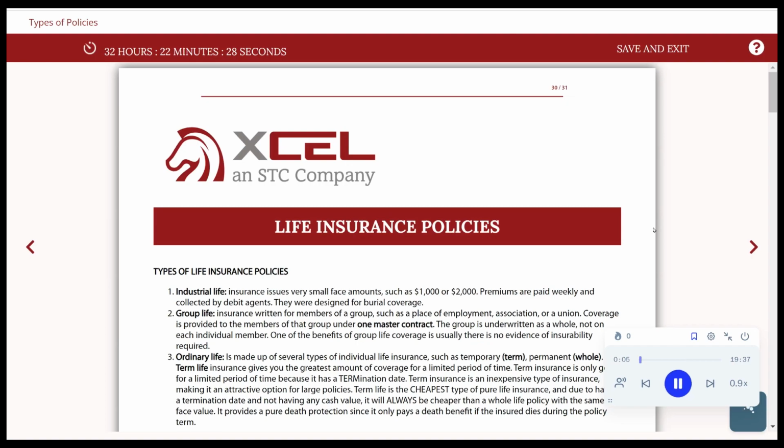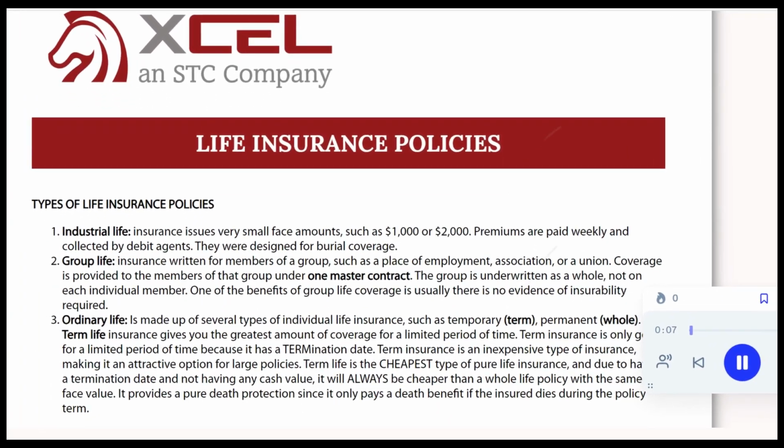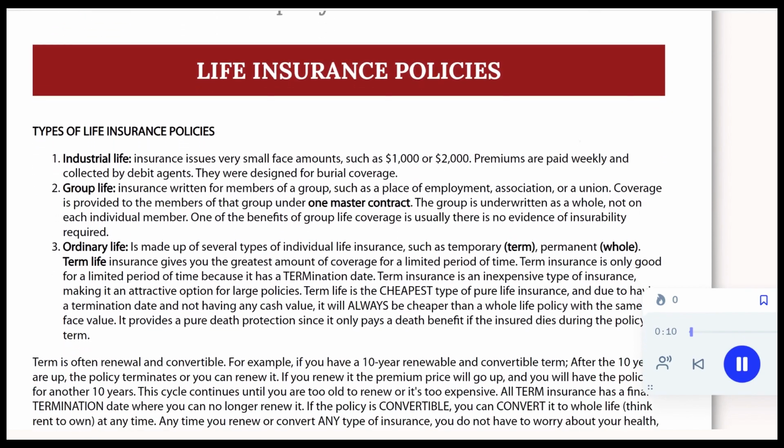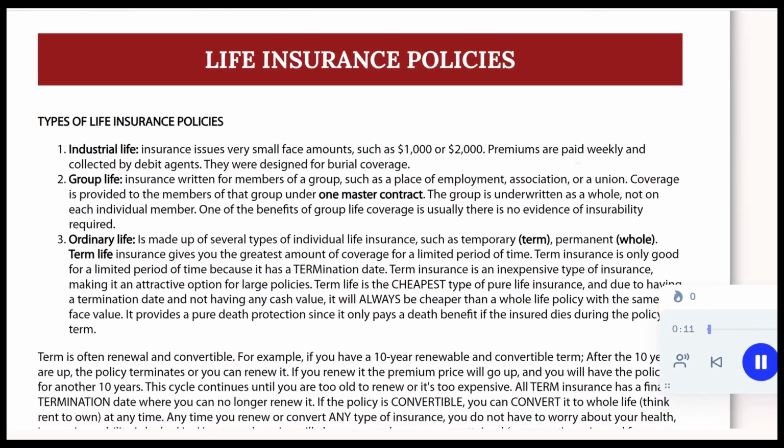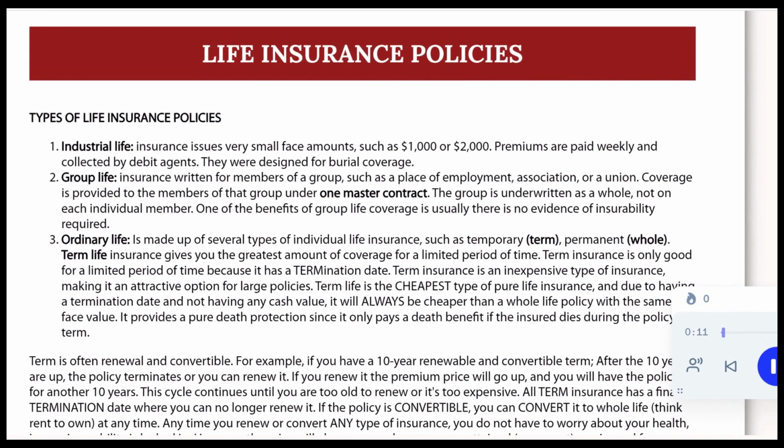Types of life insurance policies. Industrial life insurance issues very small face amounts, such as $1,000 or $2,000. Premiums are paid weekly and collected by debit agents. They were designed for burial coverage.